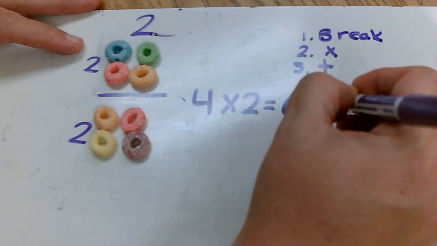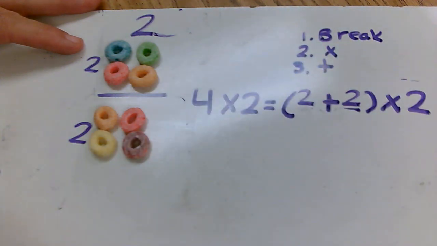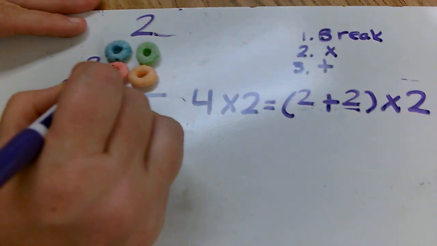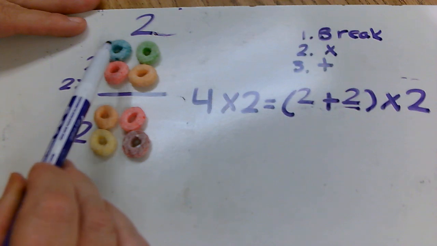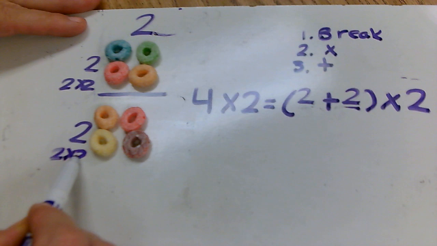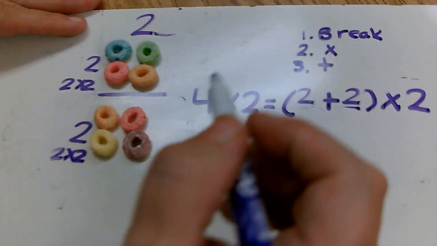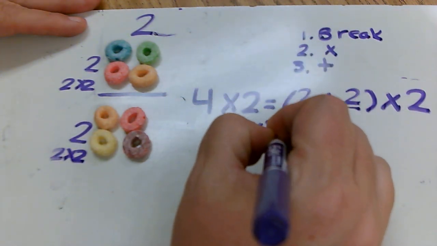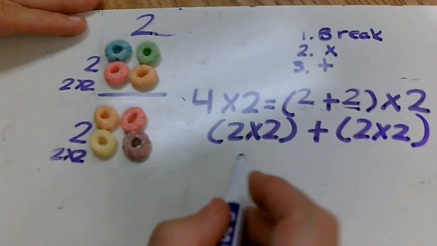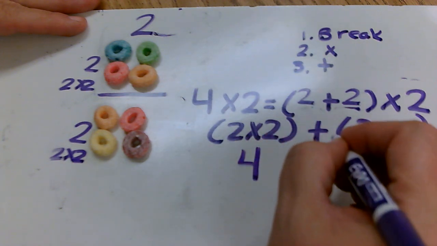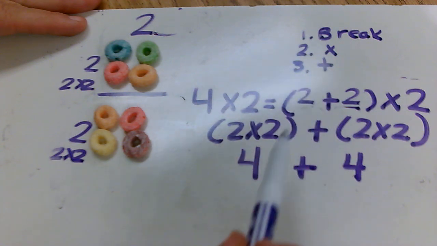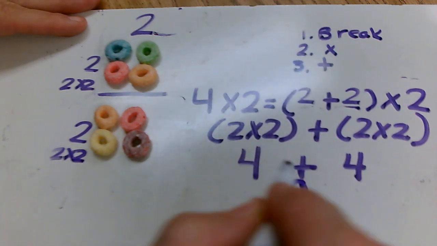So 2 and 2. Now I'm going to multiply. Now remember, this is the same as 2 times 2. 1, 2, 1, 2, 1, 2, right? 2 times 2. Here, same thing. 2 times 2. 1, 2, 1, 2. So I'm going to do 2 times 2 plus 2 times 2. 2 times 2 is 4. 2 times 2 is 4. 4 plus 4. Now I'm going to do my third step, which is add. 4 plus 4 is 8.